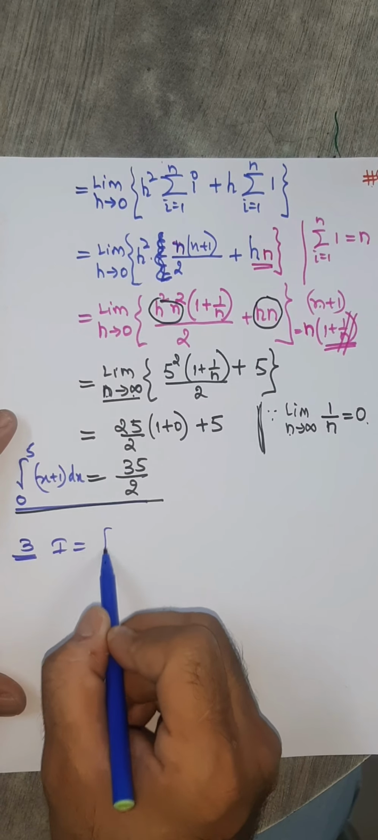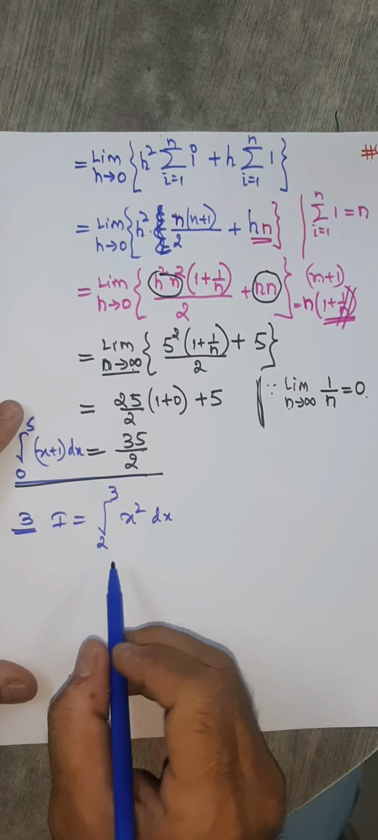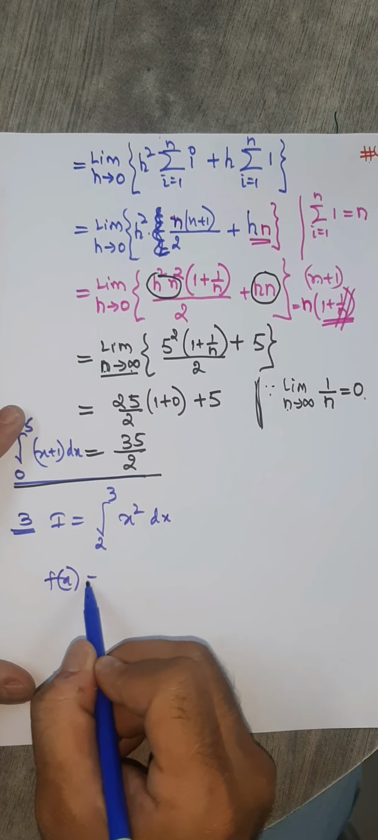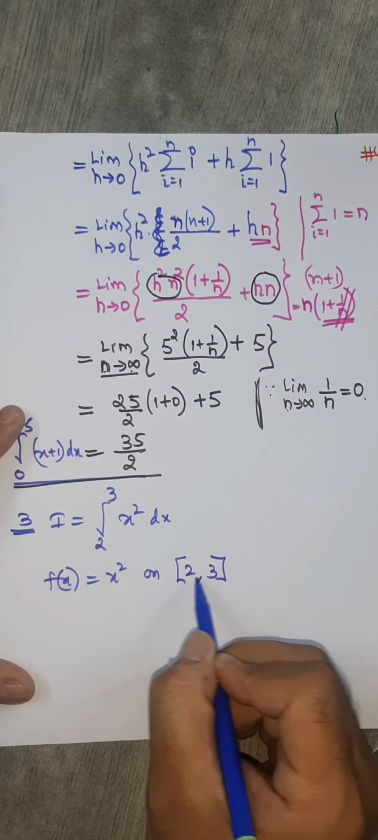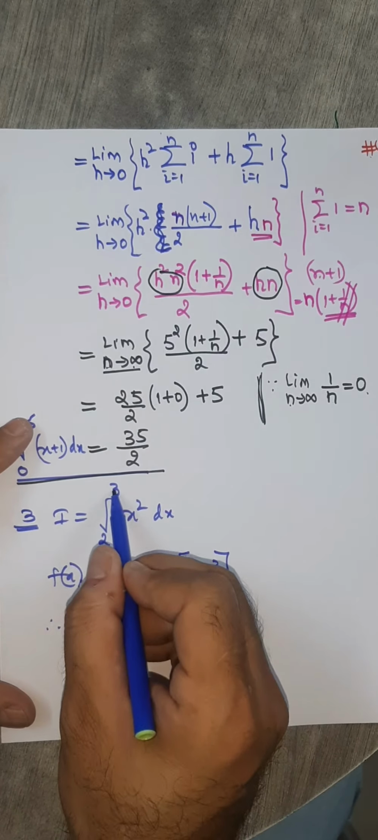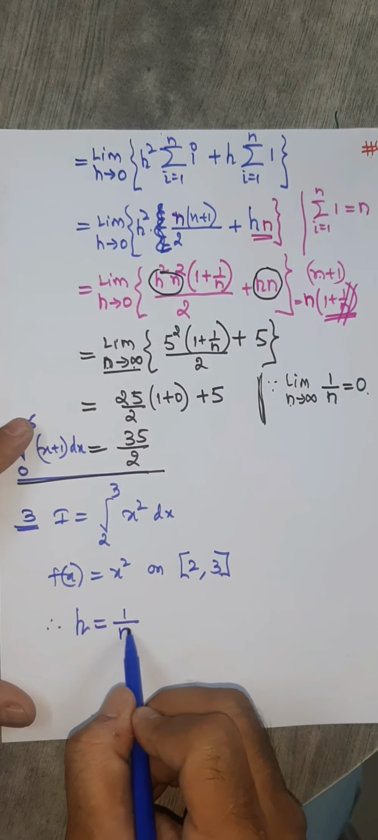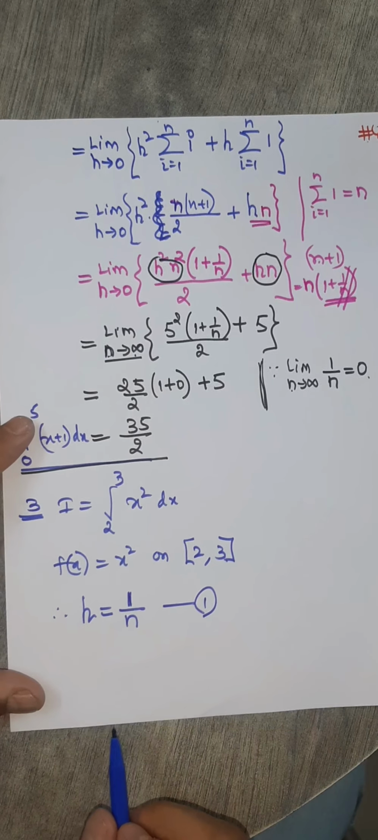I equals the integral from 2 to 3 of x square dx. Which function are you given? X square. On which domain? 2 to 3. A to b. Therefore, what is h? B minus a, 3 minus 2, so h is 1 by n. Call this 1. So nh is 1. That we will use.